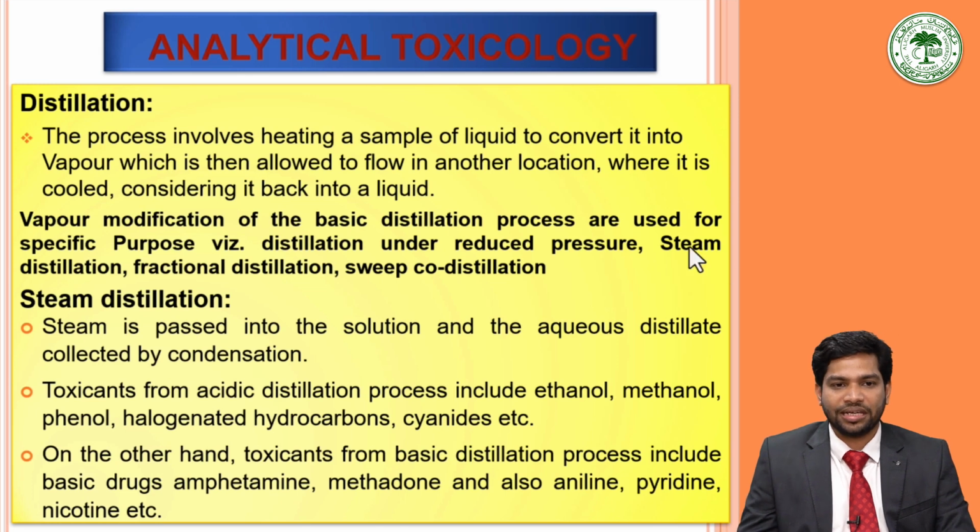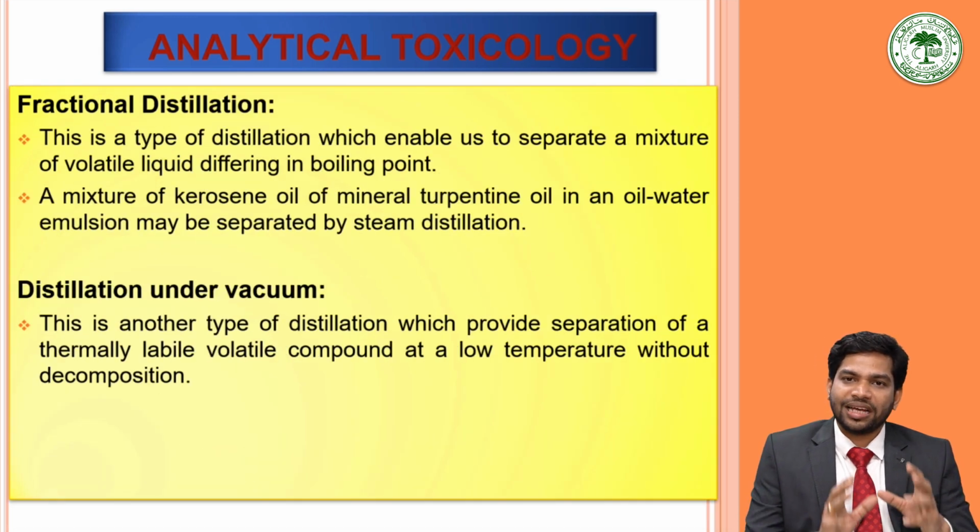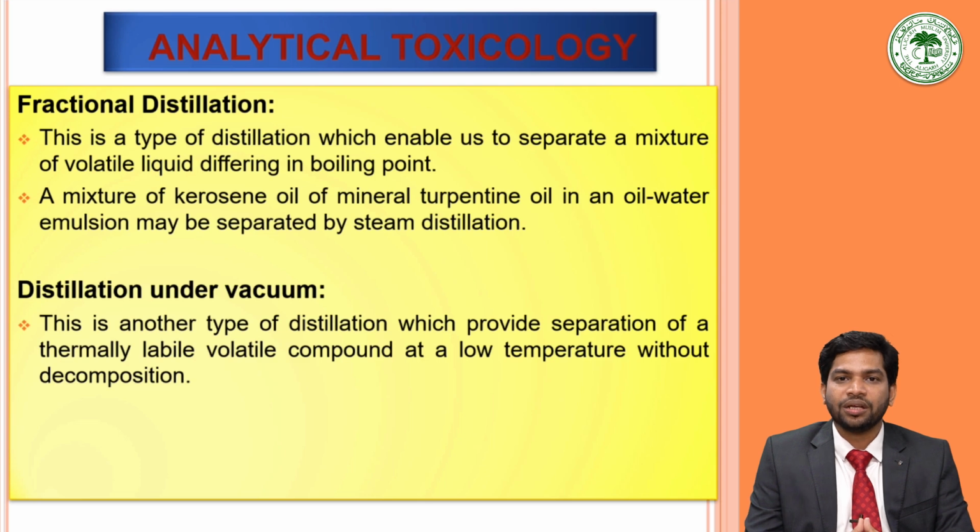pyridine and nicotine. Then fractional distillation is the type of distillation which enables us to separate a mixture of volatile liquids differing in boiling points, like separation of a mixture of kerosene oil with mineral turpentine oil. An oil-water emulsion may be separated by steam distillation as both have different boiling points. Then distillation under vacuum. This is another type of distillation which provides separation of thermally labile volatile compounds at low temperature without decomposition.